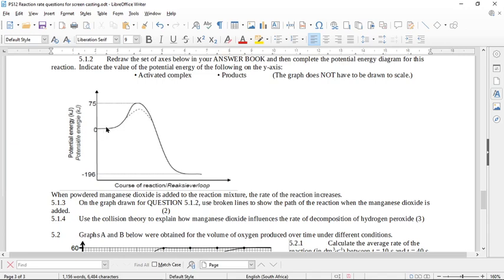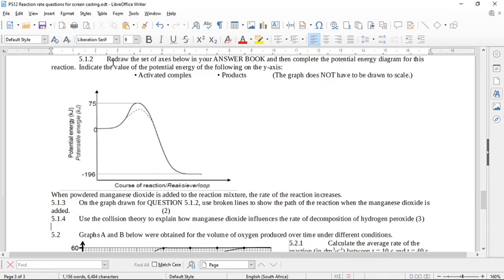So you make sure that you go past this part where it's flat, where the energy of the reactants is, and then you draw in your dotted line so that it meets somewhere on the slope here. So you could draw in this and that, but at the end of the day you cannot change this, you cannot change that. You just draw in this little dotted peak at a slightly lower value than 75, and there you're done. So now it says use the collision theory to explain how manganese dioxide affects the rate of decomposition of hydrogen peroxide.